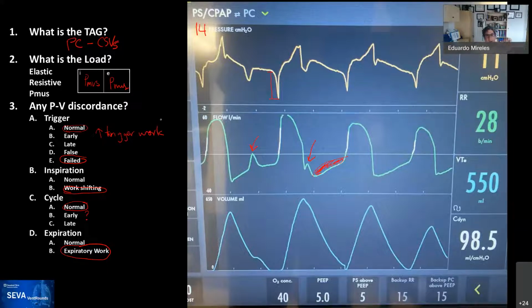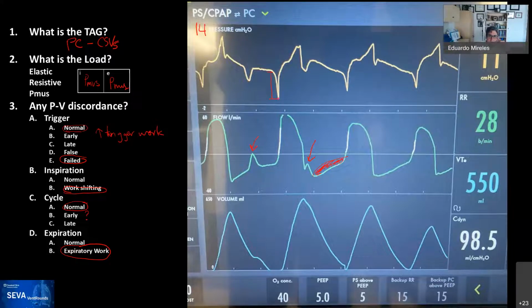In terms of trigger, I dare to agree with this, that the amount of work that this patient is generating to produce the flow change to trigger looks substantial on this image. It looks like the patient is doing a fair amount to drop it. I definitely agree with your interpretation that this one over here is a failed trigger. The patient dropped a lot to generate that.